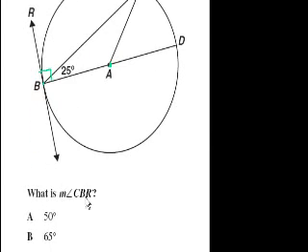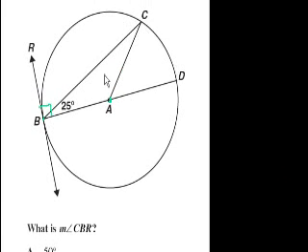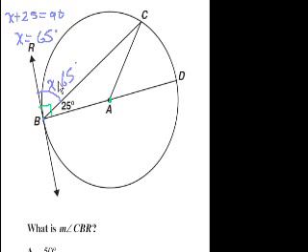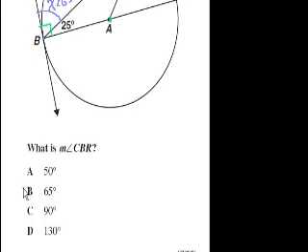So they want to know what is the measure of angle CBR. So they want to know what this angle is equal to. Well, I kind of did it inadvertently. We know that when a line is tangent to a circle, it's perpendicular to the radius at that point. So this whole angle is 90 degrees. So the angle that we're trying to figure out, let's call that x, is the complement to 25. x plus 25 is equal to 90. Subtract 25 from both sides, x is equal to 65 degrees. And that is choice B.